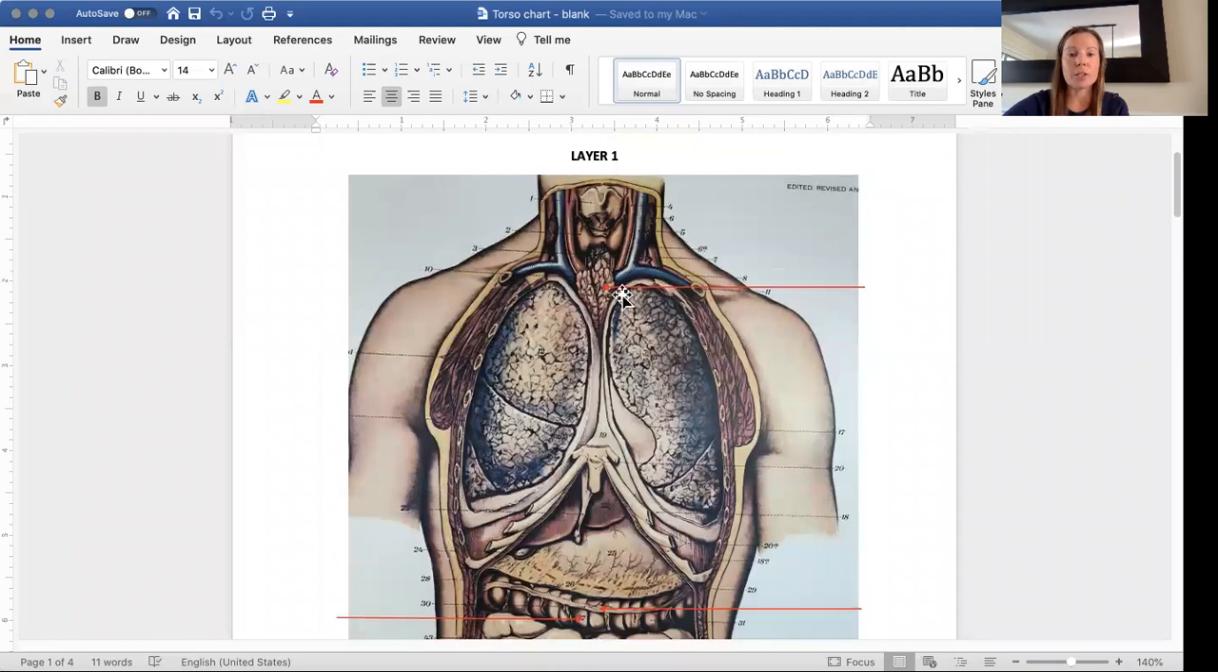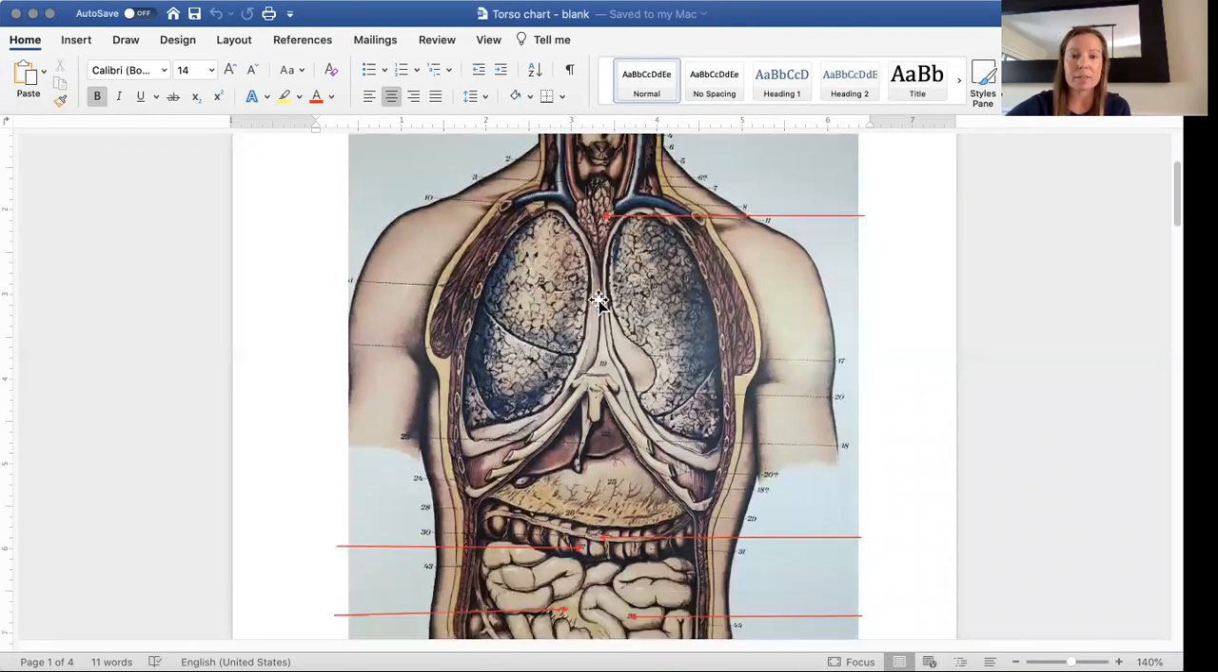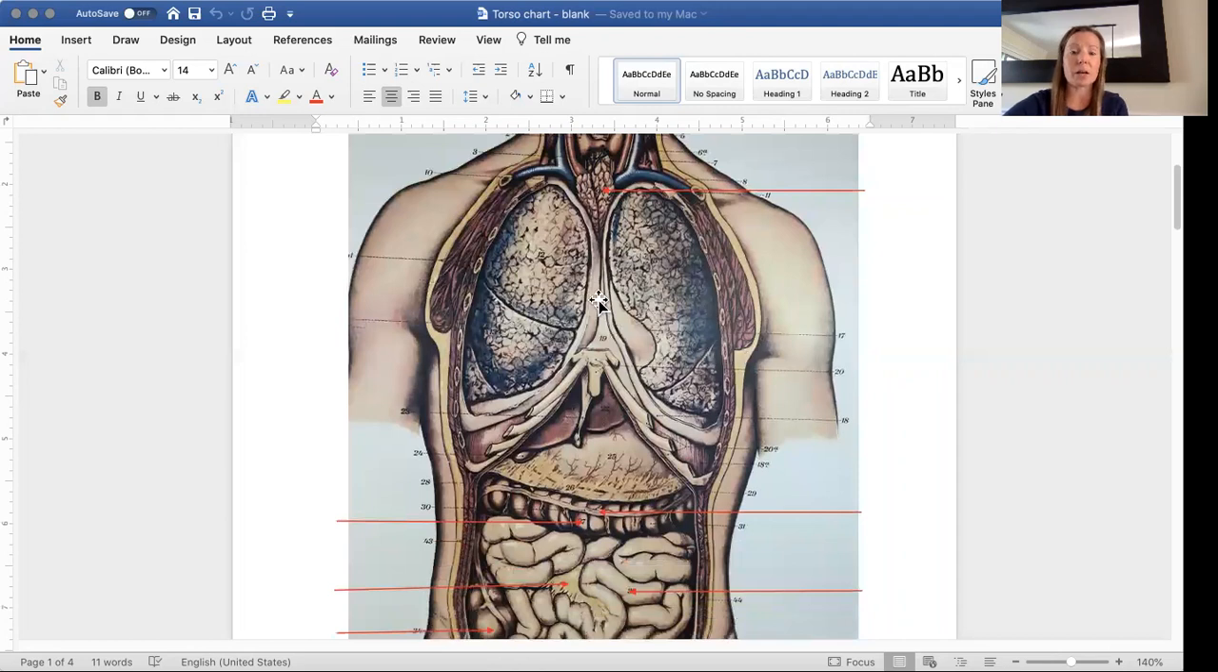On this first one, you can see the thymus, which is part of the lymphatic system. It is a gland that's located in the chest. You can also see the lungs. This is the right lung, superior lobe, middle lobe, inferior lobe. And this is the left lung. This is the superior lobe and the inferior lobe. This is the cardiac notch, which makes room for the heart to fit.